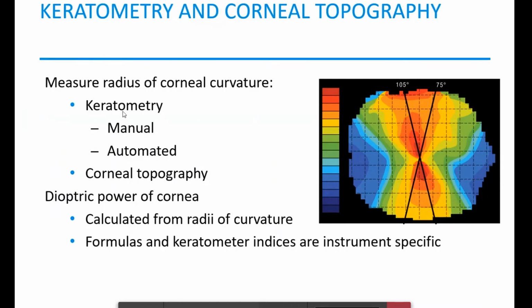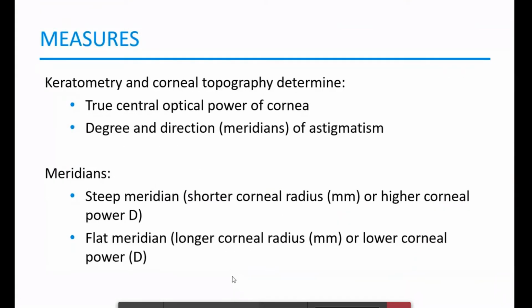Keratometry or corneal topography is required because the formulas need to know the corneal refractive power. Only when the corneal refractive power is determined can the formulas work to calculate the IOL power that needs to go with this corneal refractive power. So the power of the cornea is measured right by keratometry or corneal topography.